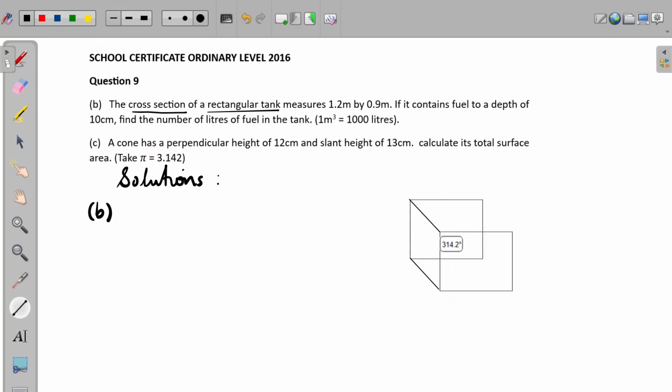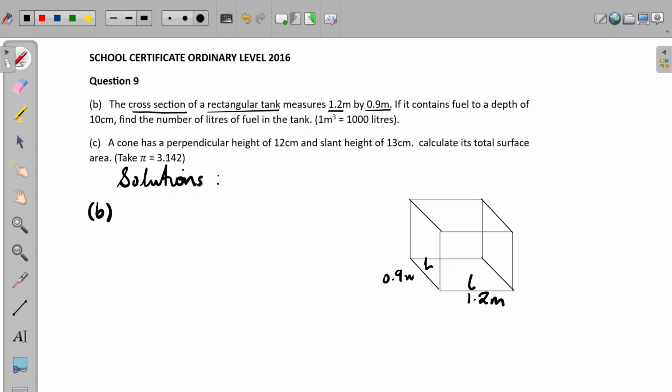So this is a rectangular tank, measures 1.2 meters by 0.9. So it means there's length and breadth. So this one is length, which is 1.2 meters, and then breadth is 0.9 meters. So this part is length, then this part is breadth.